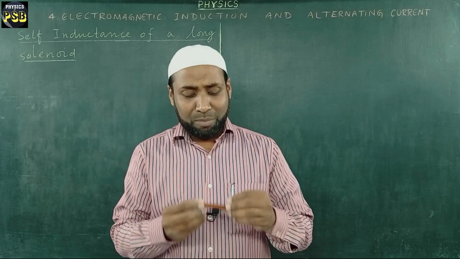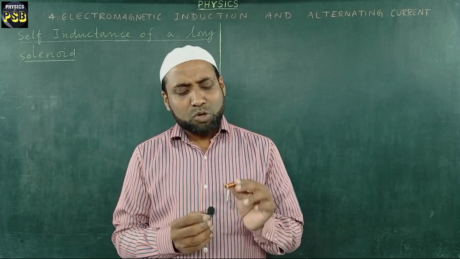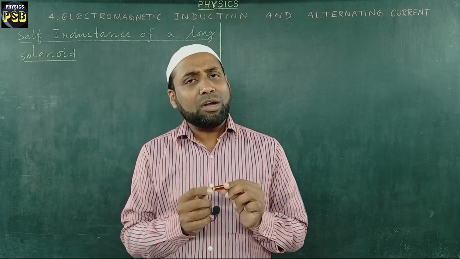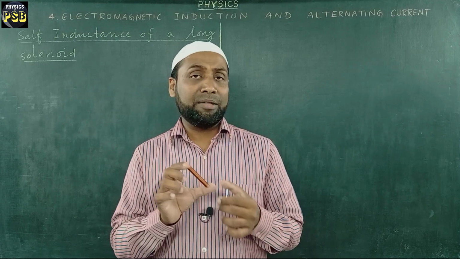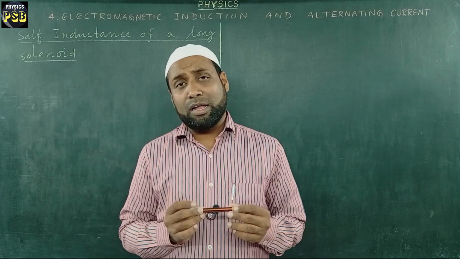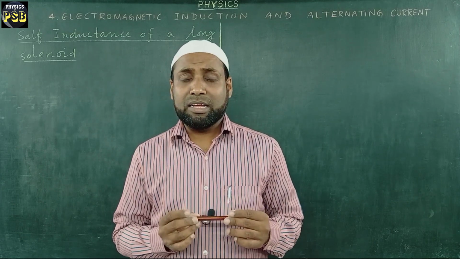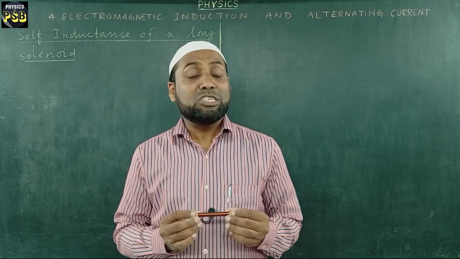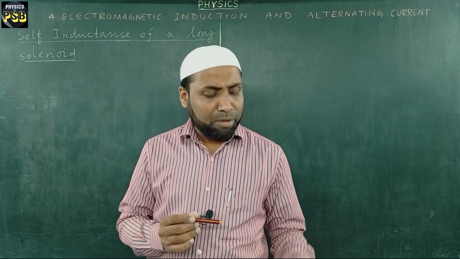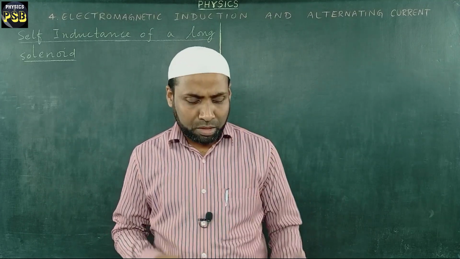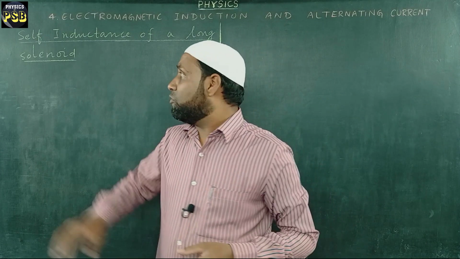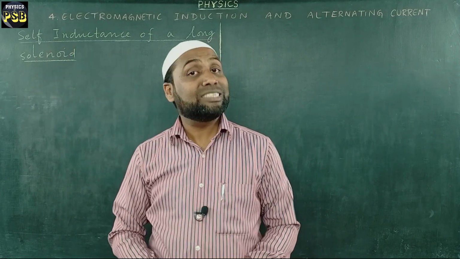The coil which I hold in my hand has a small diameter compared to its length. This kind of coil, whose length is very large compared to its diameter, is usually referred to as a solenoid. Here I have one more solenoid with me. In this video, we are going to get the expression for the self-inductance of a solenoid.